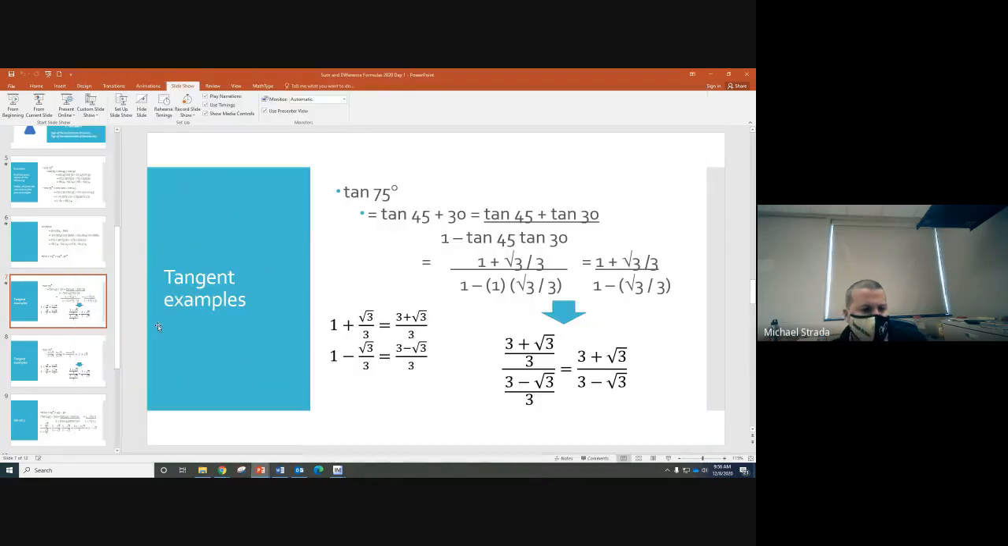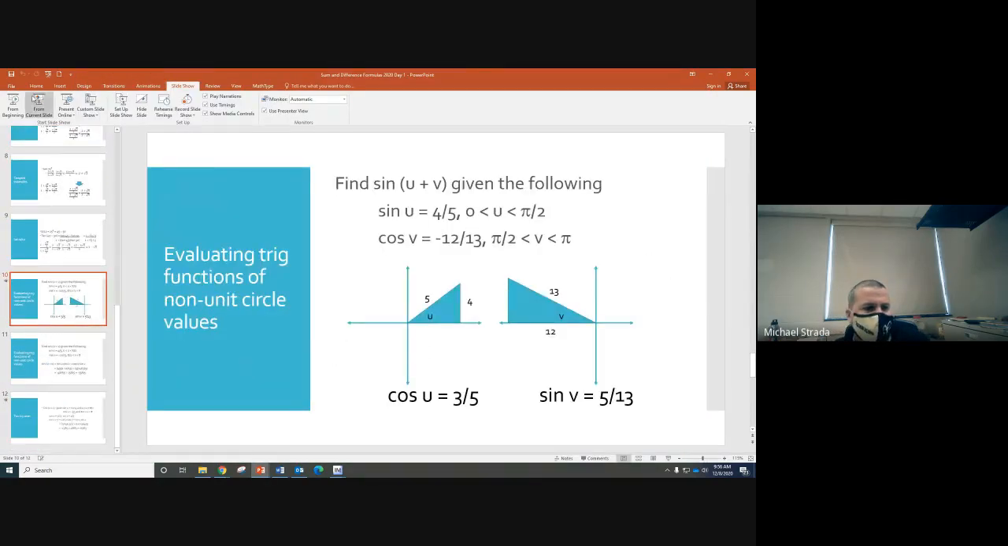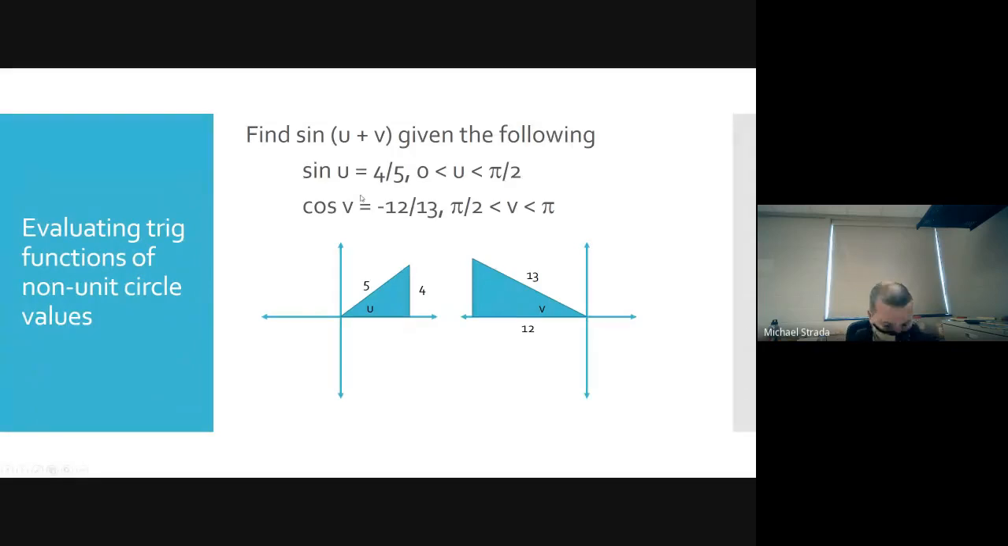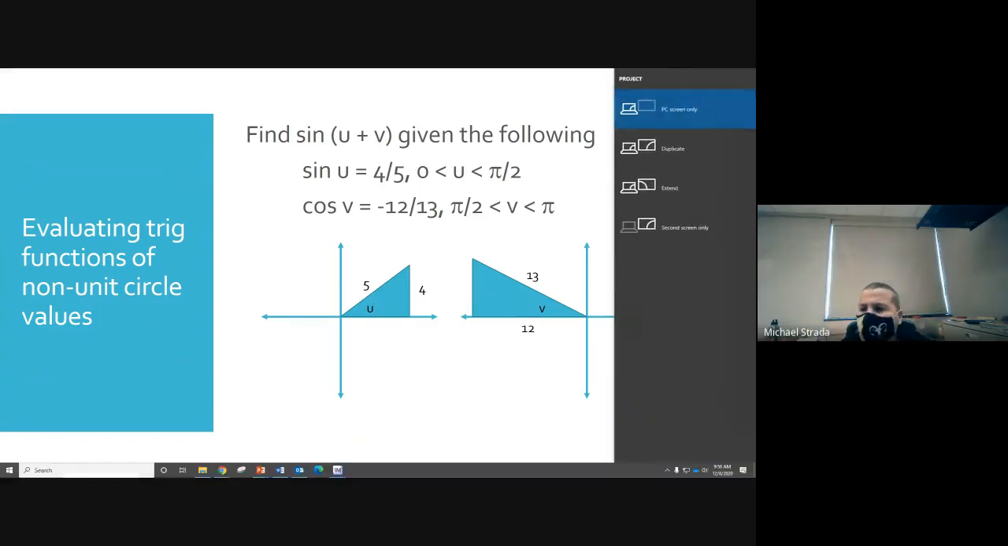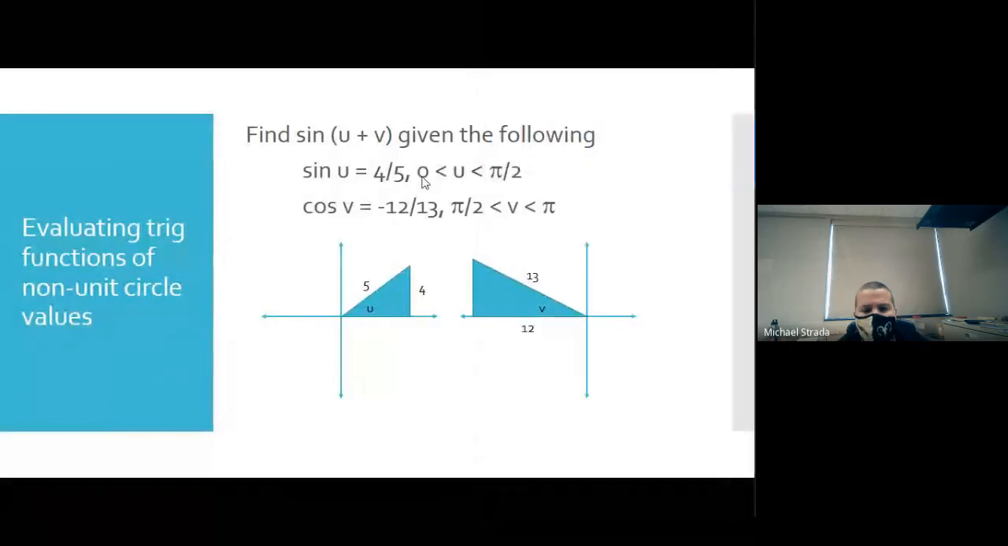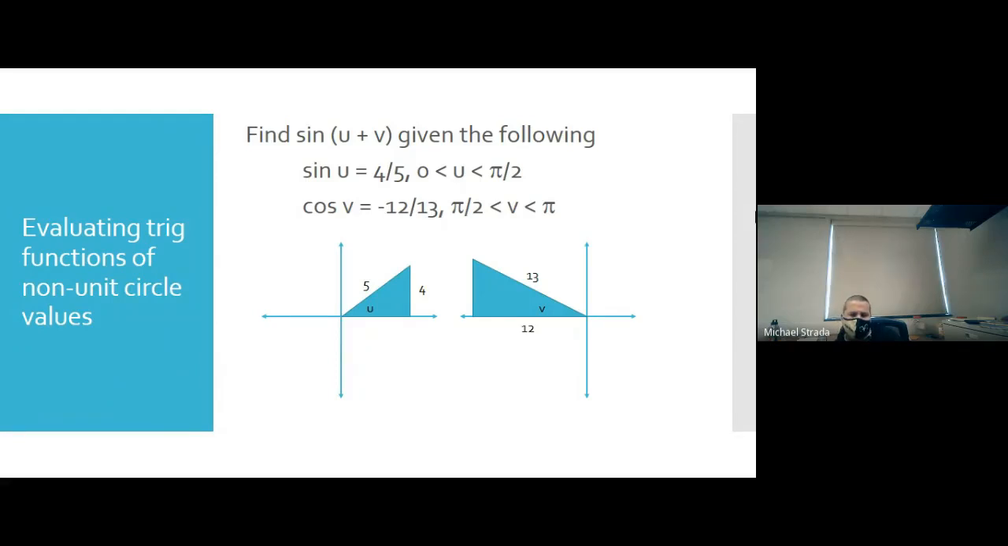All right. The last thing then is when they give you values rather than degree measures. So given, find sine of u plus v, given the following: sine u equals 4/5, 0 is less than u is less than pi over 2. Cosine v equals, that should be a v, by the way, you gotta make that one correction on yours. Cosine v is negative 12 over 13. V is between pi over 2 and pi.